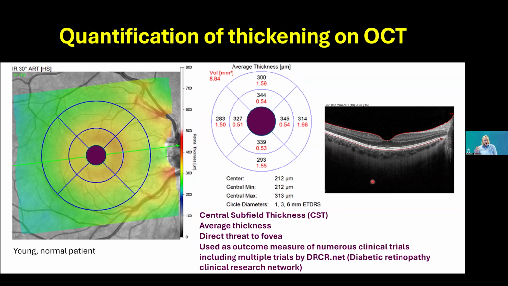And when you look at a lot of the clinical trials, when we were implementing anti-VEGF or comparing the different anti-VEGF drugs that we can use for DME, particularly by the DRCR.net, they were using this central subfield thickness as an outcome measure to determine how efficacious those drugs were.